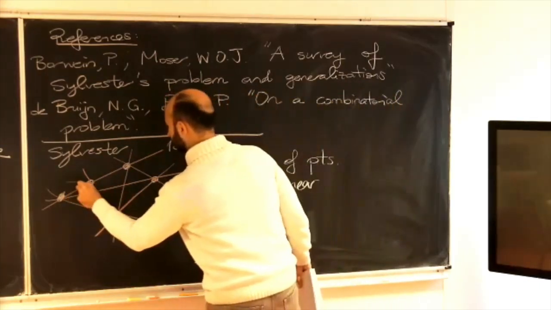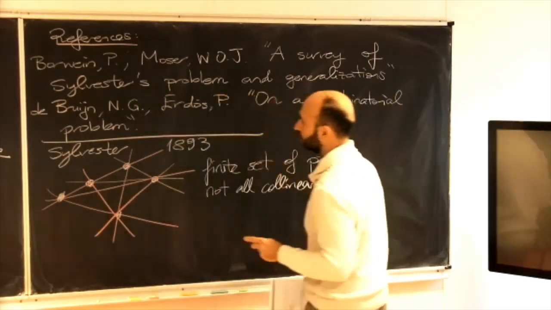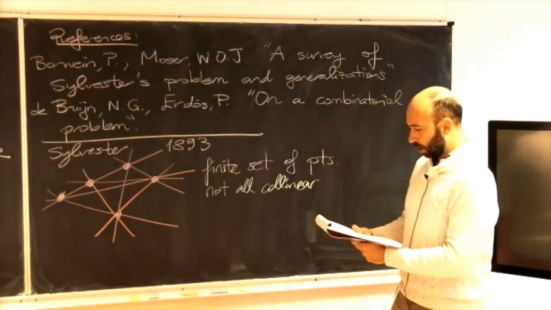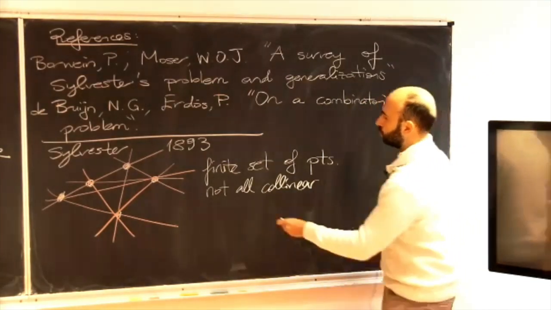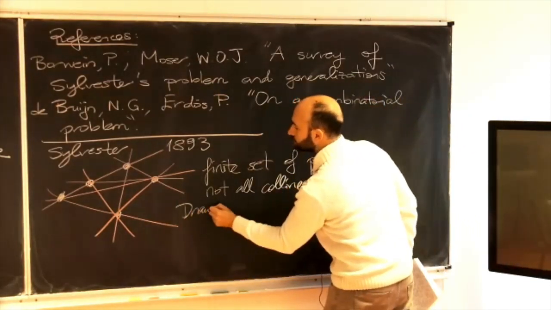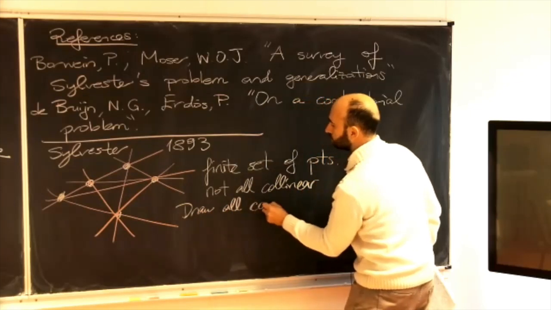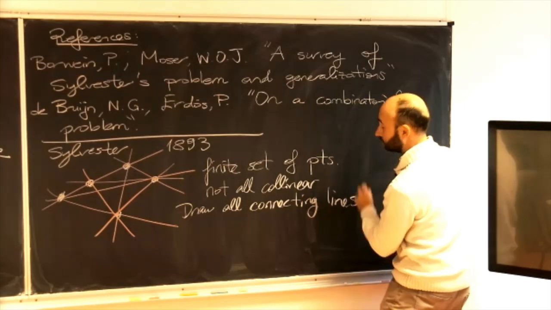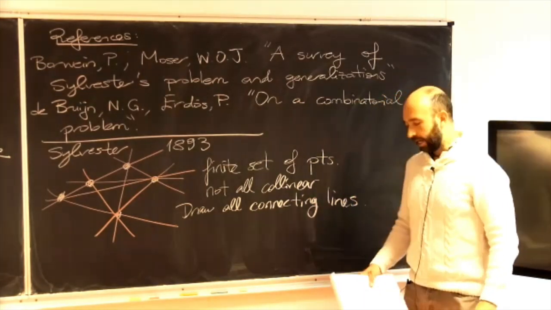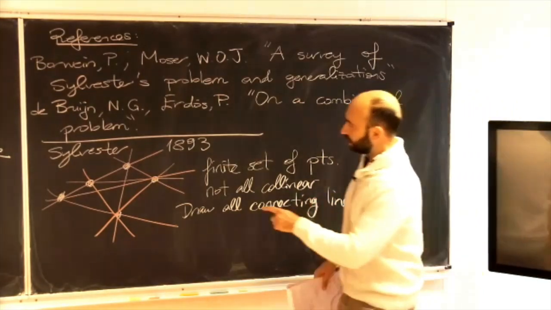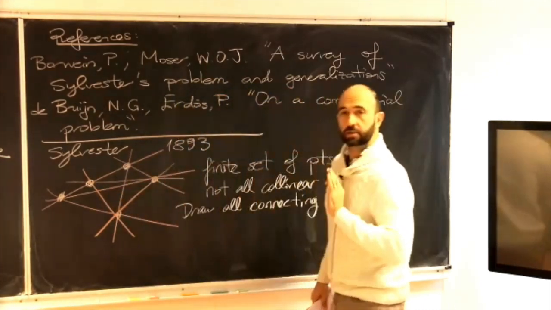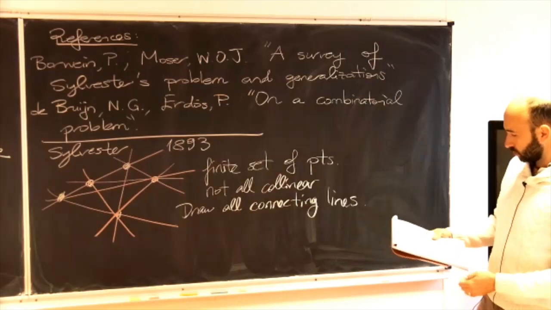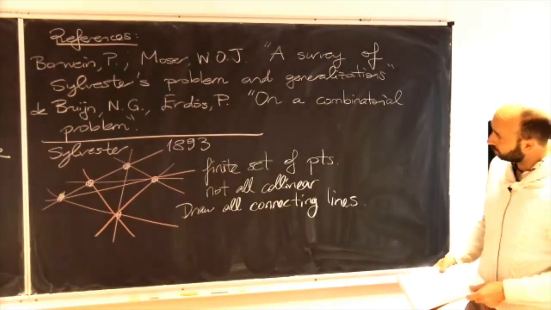Maybe I even missed one here. Okay, all of them should be drawn. And that's the picture. So draw all connecting lines. And we don't mark the new intersection points. This just stays as it is. Then a connecting line is called ordinary if it contains just two of these points.